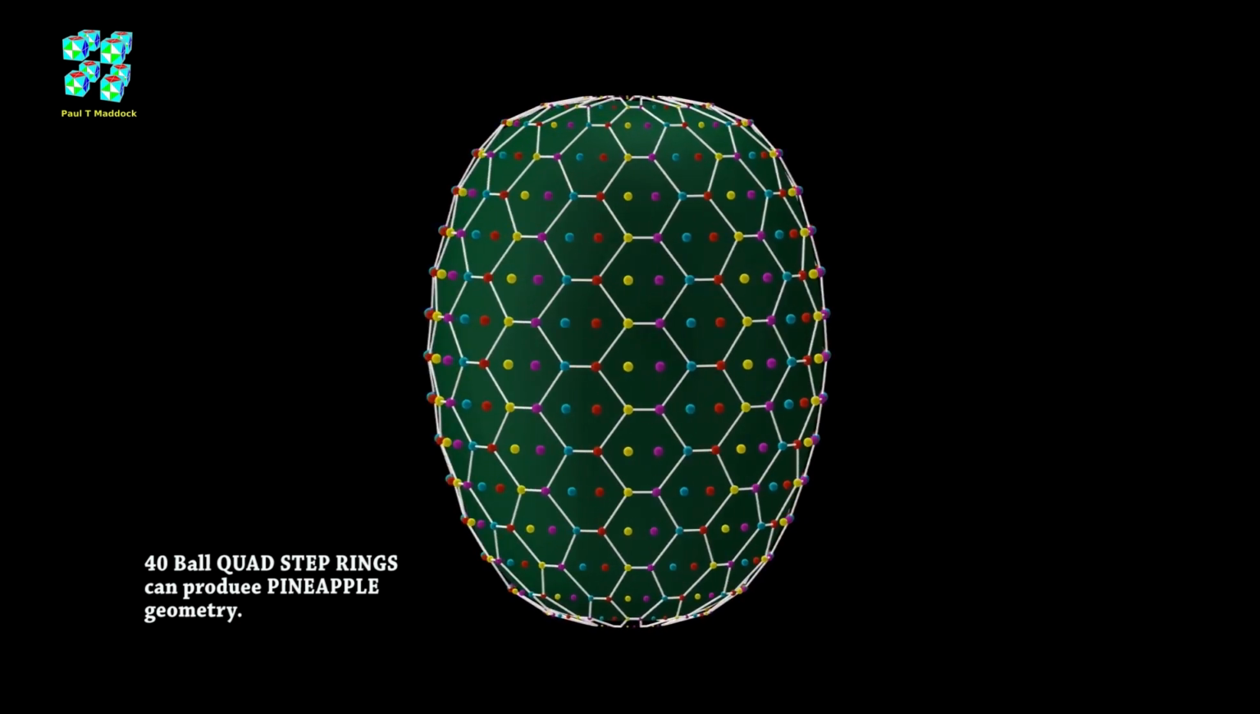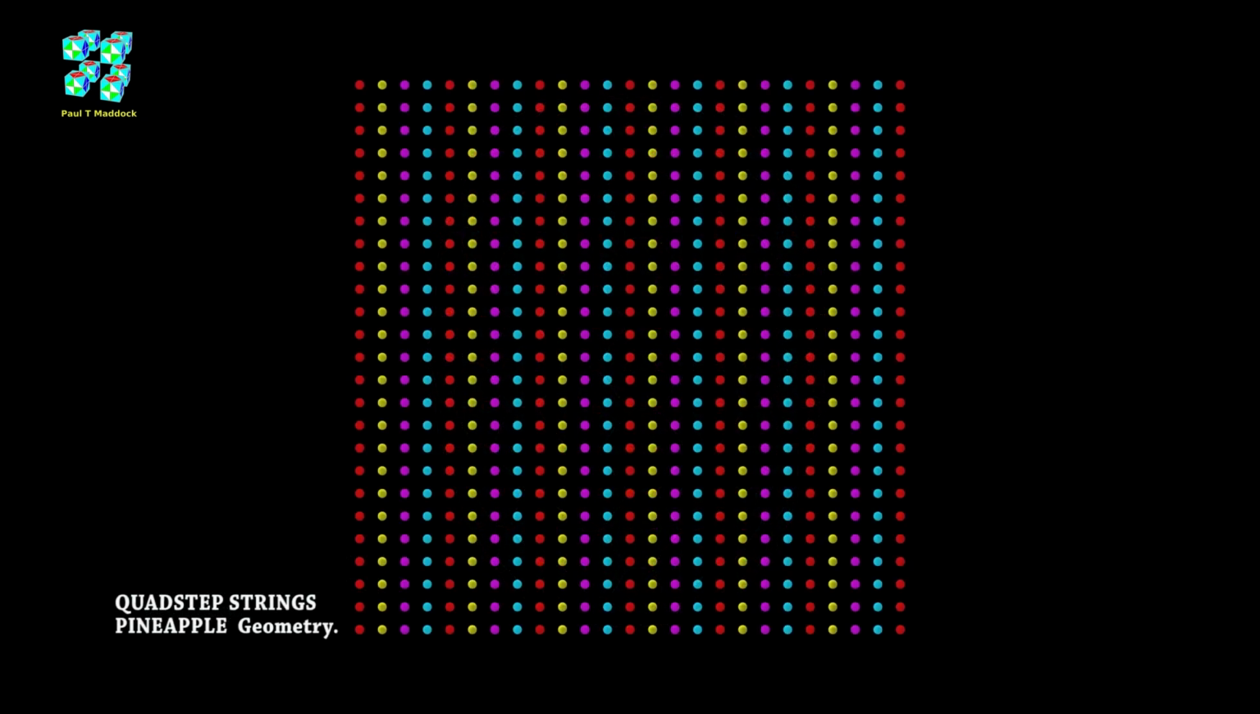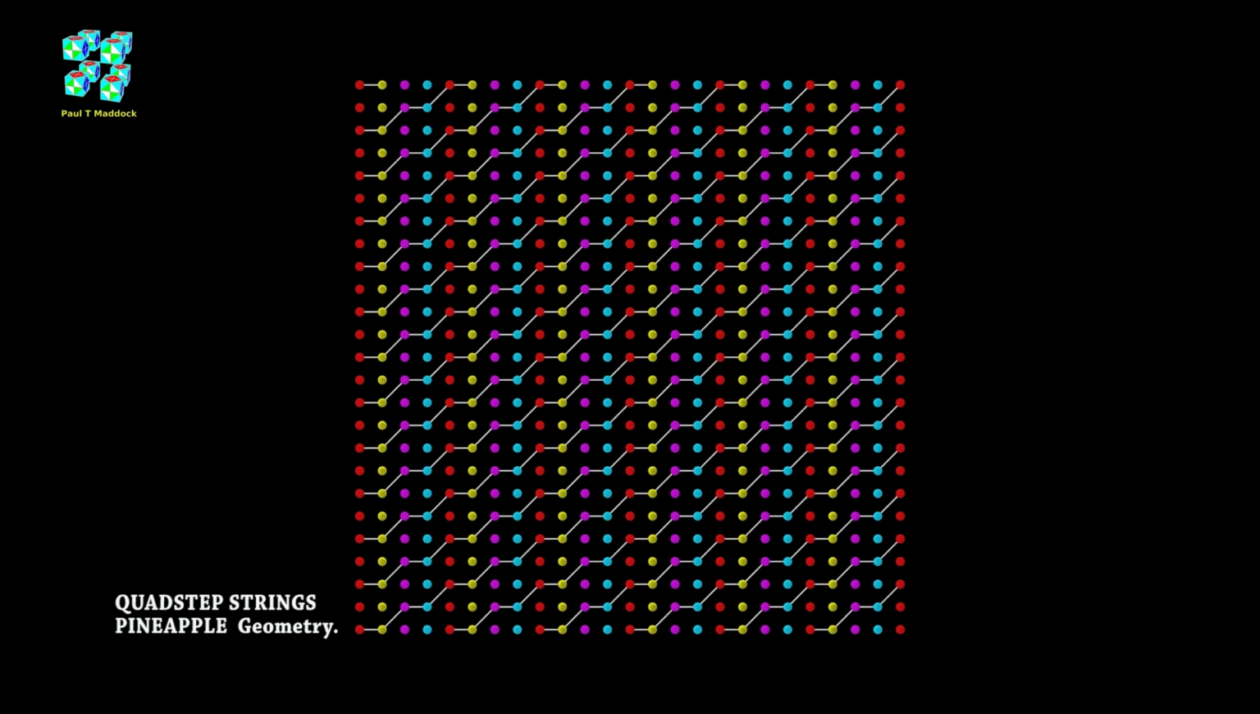Let's take a look. Now, in front, I've made a 2-dimensional grid of the arrangement of balls, very similar to the balls wrapping around the pineapple. Now you can produce lines just like a grid on a CAD program. Now you can see in front the lines are following the quad step sequence of red, yellow, purple, cyan, red.